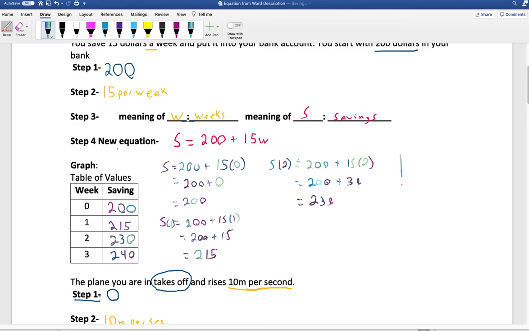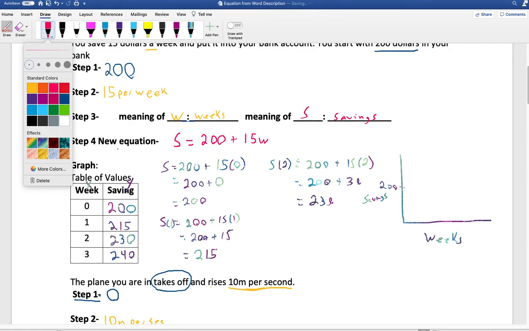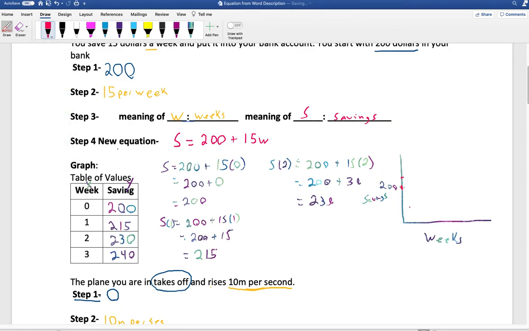So if I were to draw this graph, weeks are going to be down here, because this is our X value and this is our Y value, okay? And then savings are going to be here. Let's say this is 200. I'm just making a rough graph. 200. We're going to start here. Let me change my pen, right? So we would start here and we go up. So 1 week, we go up $15. 215. And we go up, kind of like this. Now I know my graph isn't perfect, but we kind of get the idea there.